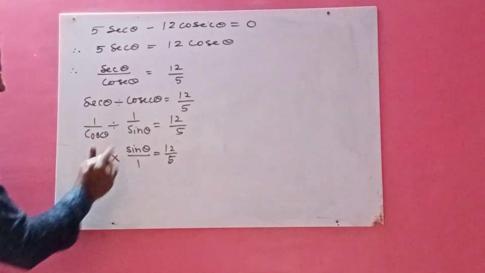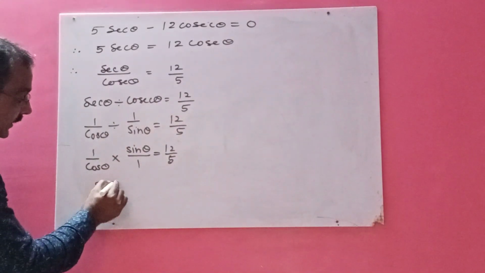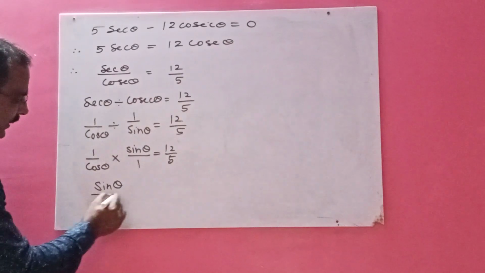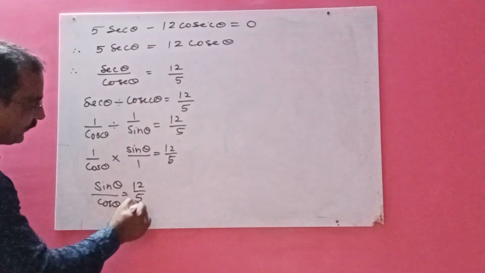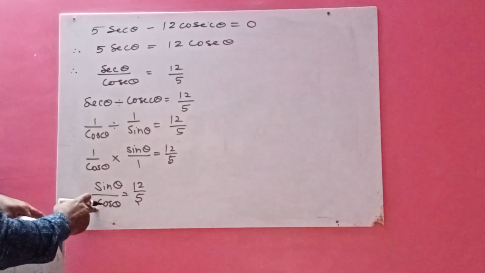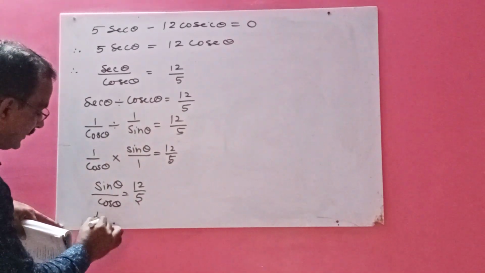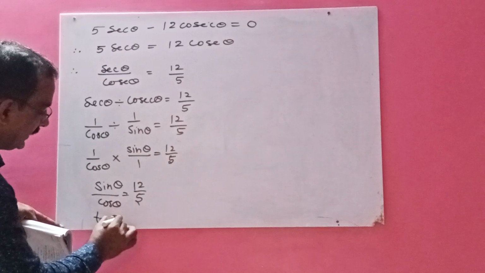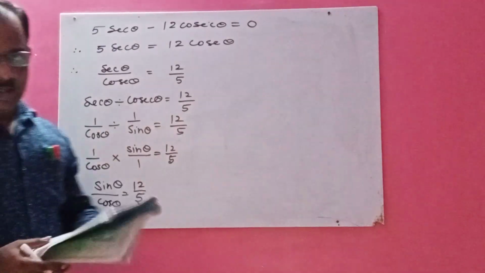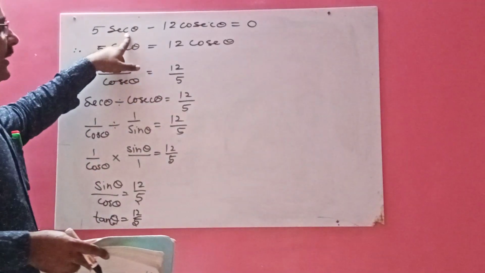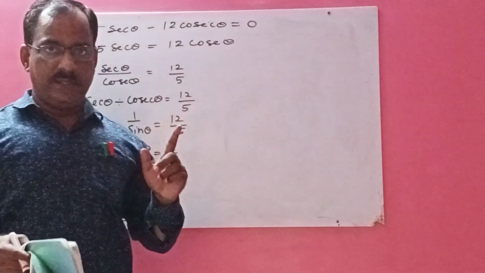Then multiply 1 into sin theta is sin theta, cos theta into 1 is cos theta, which is equal to 12 upon 5. And sin upon cos is equal to what? Tan theta. So tan theta is equal to 12 upon 5.